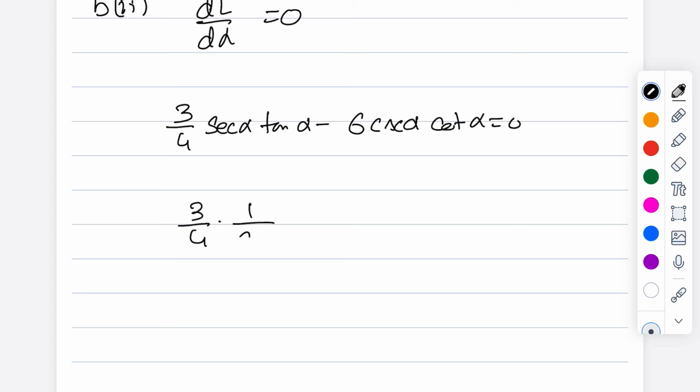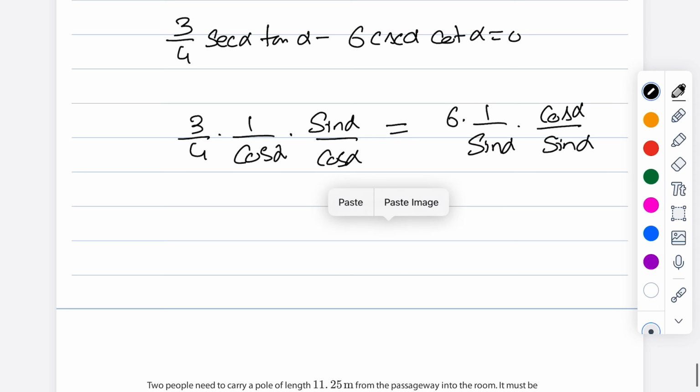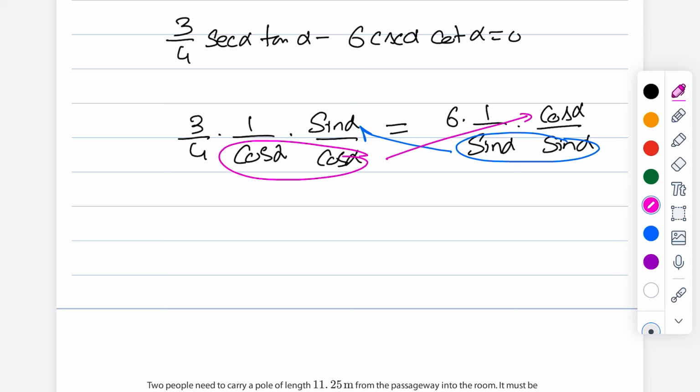So 3 upon 4 secant alpha means 1 upon cos alpha. Tan alpha means sin alpha upon cos alpha. 6 cosecant alpha means 1 upon sin alpha. Cot alpha means cos alpha upon sin alpha. Now, can anything be cancelled? Nothing can be cancelled. So what we can do is sin square alpha multiplied with this sin alpha becomes sin cube alpha. Cos square alpha multiplied with this cos alpha becomes cos cube alpha. Then 3 times 1, 3 times 2. So sin cube alpha equals 8 cos cube alpha, because the 4 and 2 get multiplied.